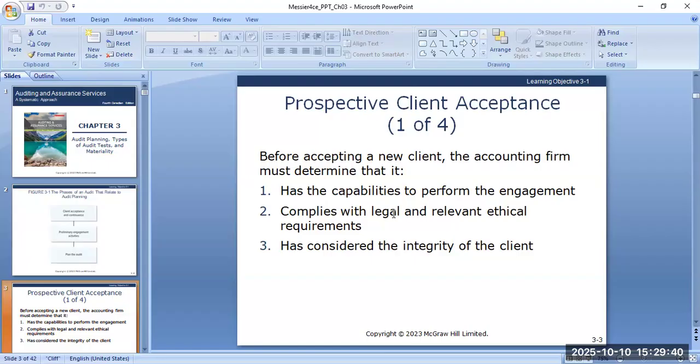Second thing is, if I take it, does this comply with the legal and the relevant ethical requirements? This is even before accepting the new client. And the third one is to consider the integrity of the client. So let's go one after another.